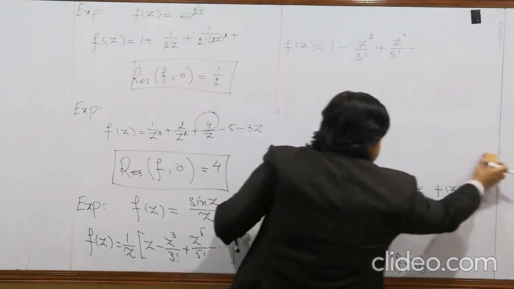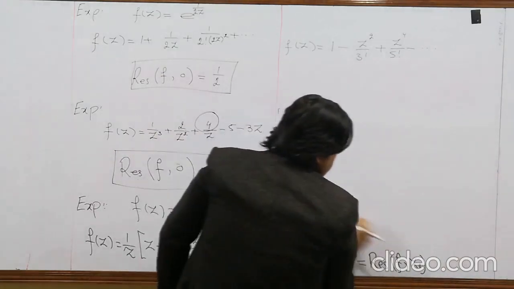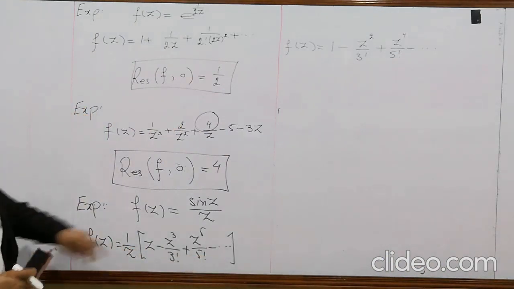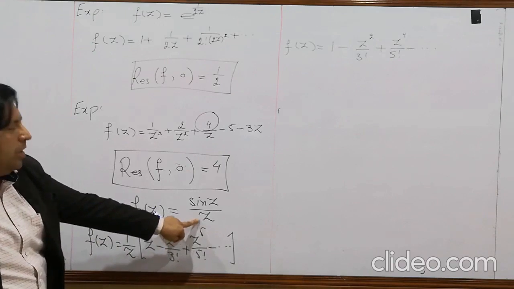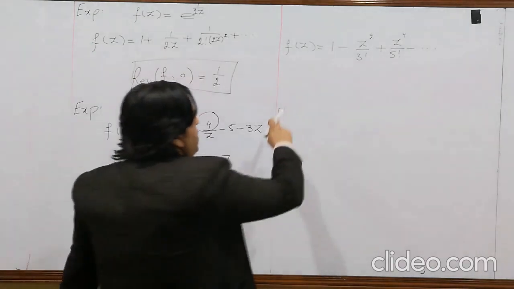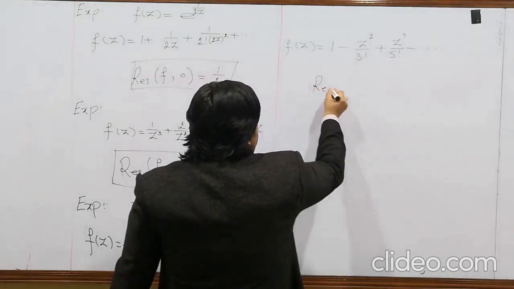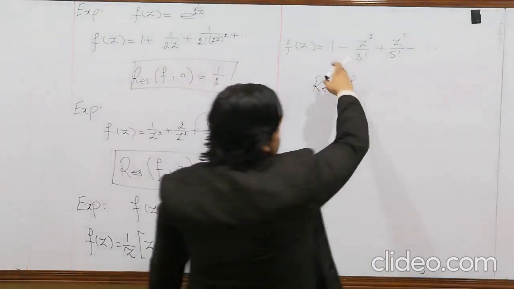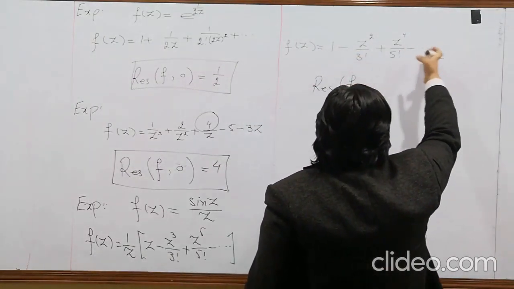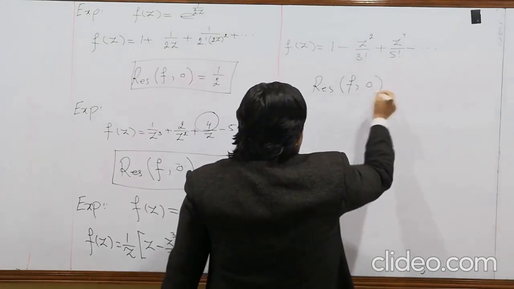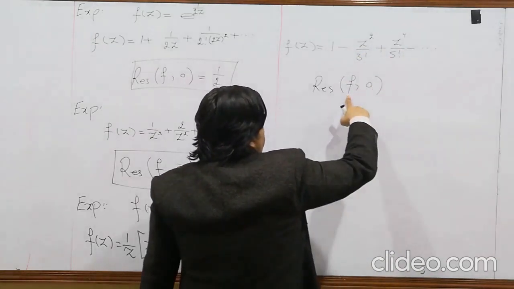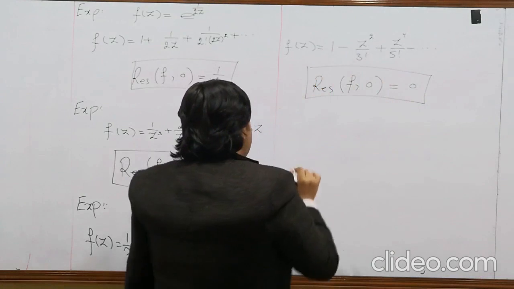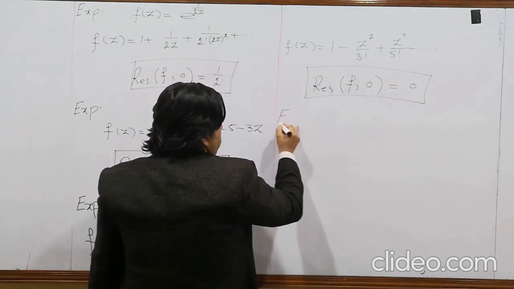on. Now you can see that this function has a singularity at z is equal to 0, which is the removable singularity. And the residue of this function will be the coefficient of 1 over z. And we can see that the coefficient of 1 over z is 0 here. There is no 1 over z. So we can say that the residue of this function f at z is equal to 0 is equal to 0. Now let us solve one more example.